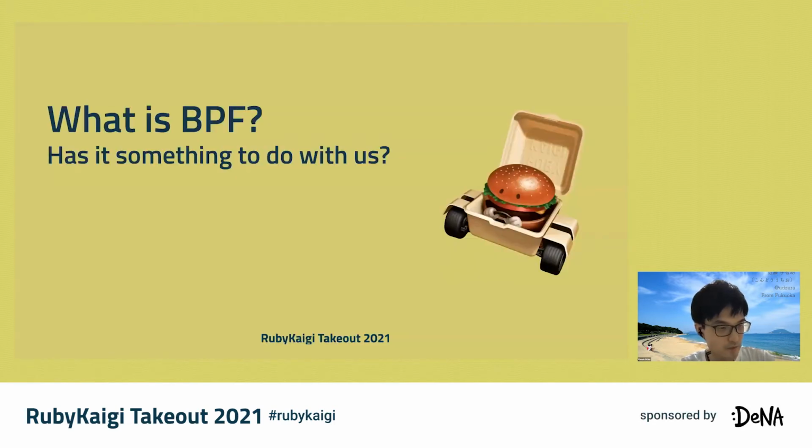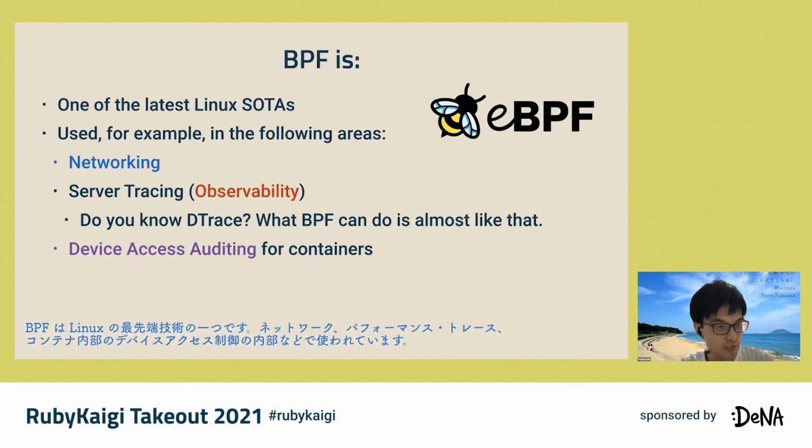What is BPF? BPF, in simple words, is one of the latest Linux features. It is often confused because it is used for various purposes, but basically, it is a technology that allows users' code to run faster and safer in the kernel. BPF is used, for example, in the following areas: networking.